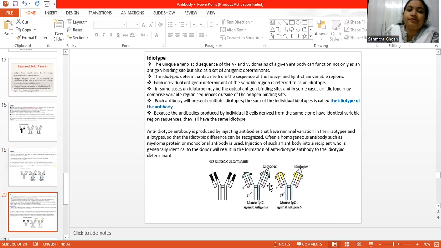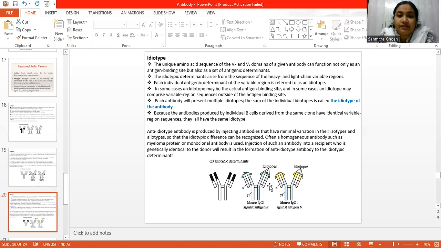The last type of variety that we have for immunoglobulin is the idiotype, or the idiotypic variation. This type of variability is mainly confined within the variable region. Till now, the isotypic and allotypic variations were confined to the constant region, and this idiotypic variability is in the variable region, particularly in the hypervariable region.